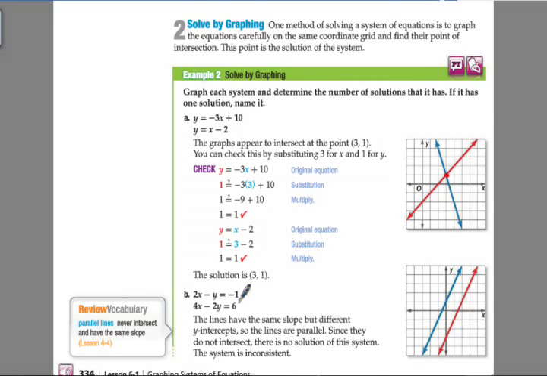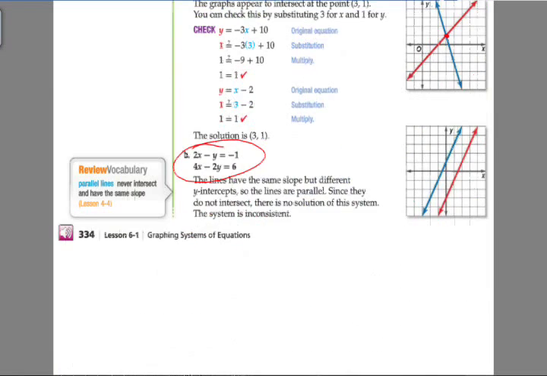Now we have to do some things sometimes where we're going to have to manipulate equations like in part B so that we can graph them. So we need to change those to y equals mx plus b. And then when we do that, we see that the two lines are parallel. They have the same exact slope, so that system is inconsistent and has no solution.